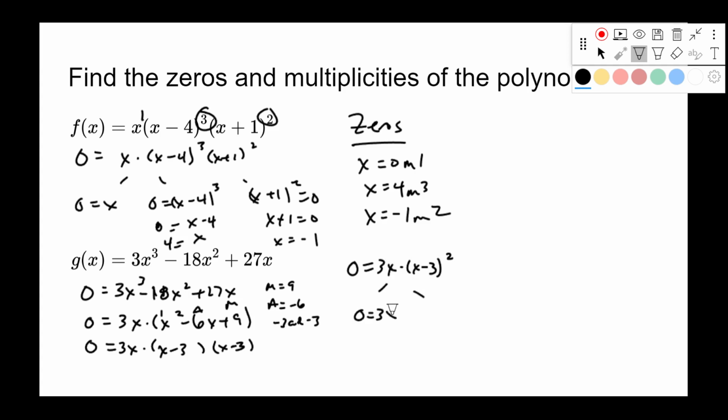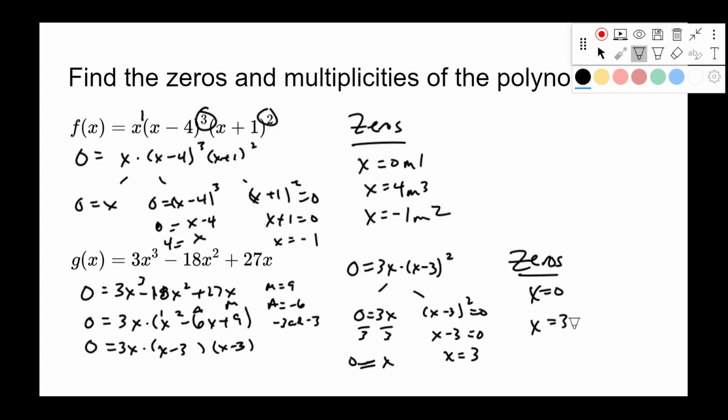Let's split them up. 0 equals 3x, and then we have x minus 3 squared equals 0. So really just x minus 3 equals 0. So that's 3. Here I divide by 3, and I get 0. So my zeros here are 0 and 3. 0 has a multiplicity of 1. I don't care that there's a 3 in front as a leading coefficient. I care about the exponent of the x. It's a 1, so it has a multiplicity of 1. And the 3 has a multiplicity of 2. Okay? All right. That's zeros and their multiplicities.